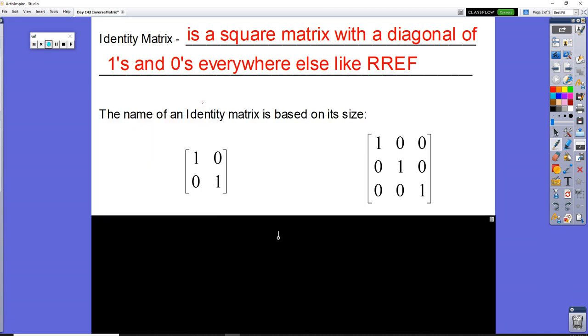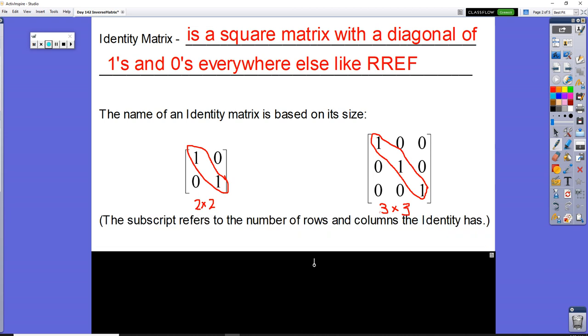So here I'm going to show you a couple of identity matrices. First of all, the one that's on the left is a 2 by 2 identity matrix because it has 2 rows and 2 columns. And the one that's on the right is a 3 by 3 identity matrix since it has 3 rows and 3 columns. Notice that the main diagonal is 1s and we have 0s everywhere else above and below the main diagonal. In the 3 by 3, there are 3 1s on the main diagonal and a triangle of 3 0s below and a triangle of 3 0s above. So 3 1s and 6 0s.